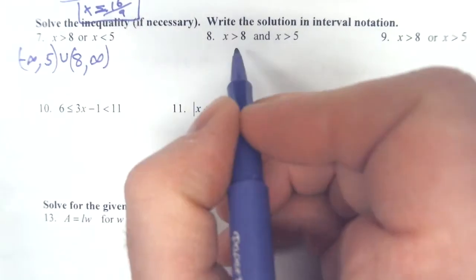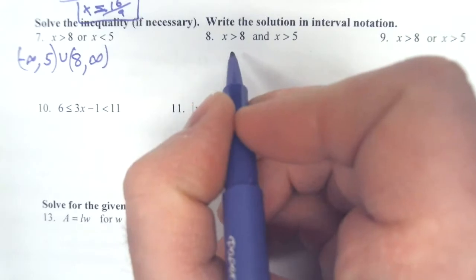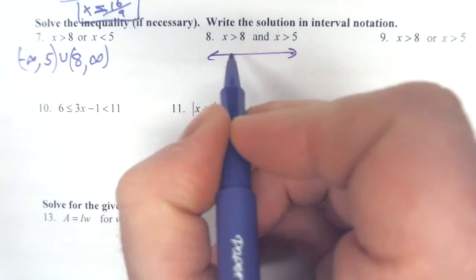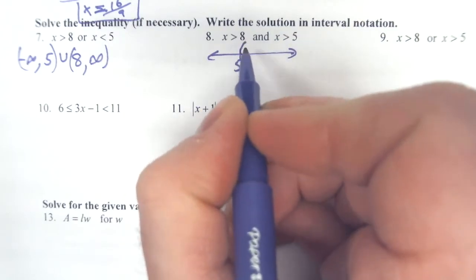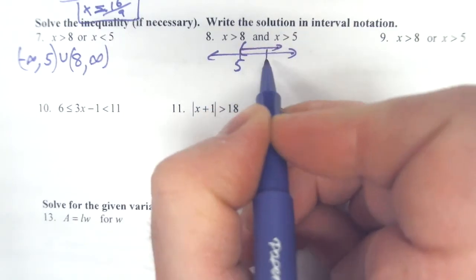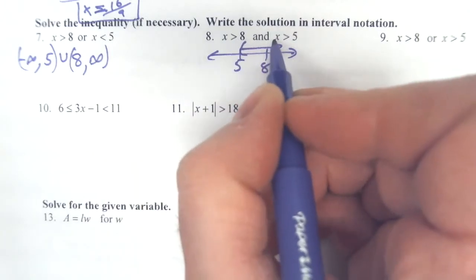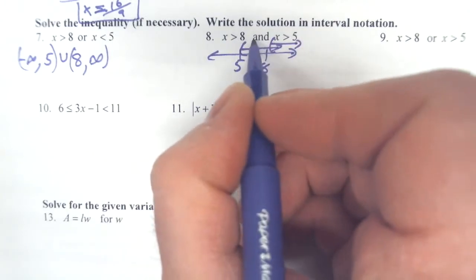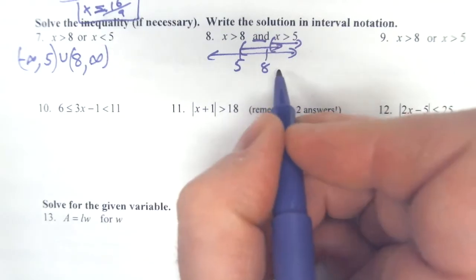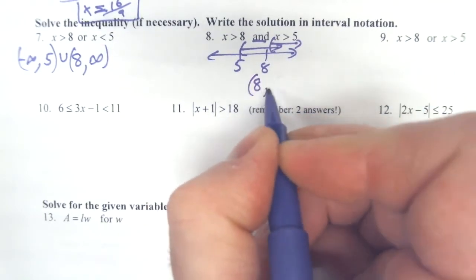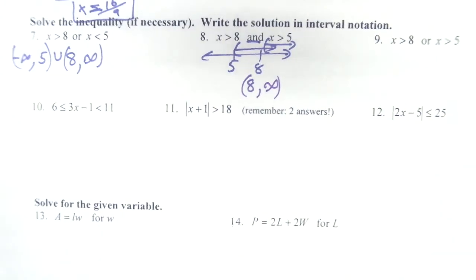For the second one here, we're going to graph it to show. Here we have x is greater than 5, that would be a parenthesis going that way, and x is greater than 8 would be a parenthesis going that way. Since it's an and statement, it has to be true of both of them. It starts to be true of both of them at the 8 and goes to positive infinity.